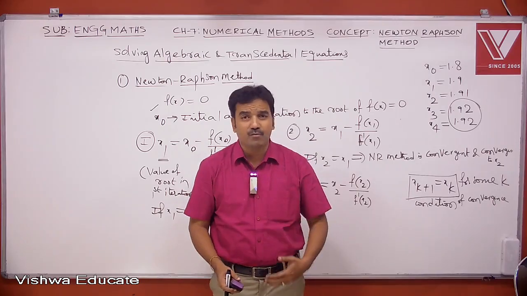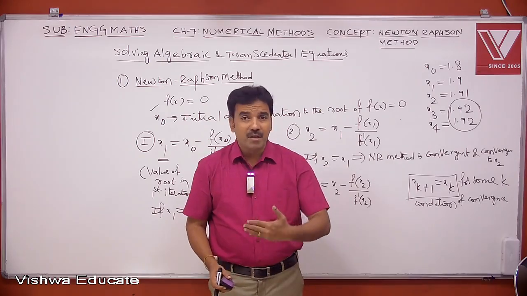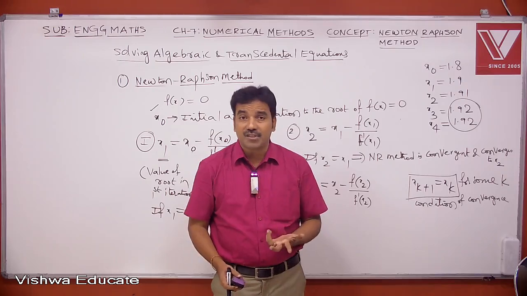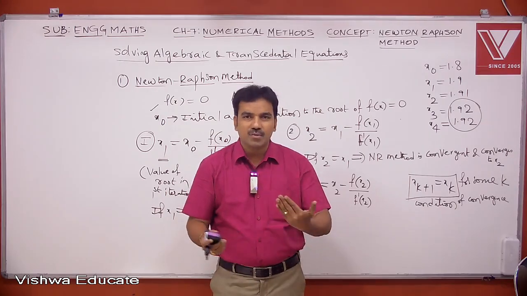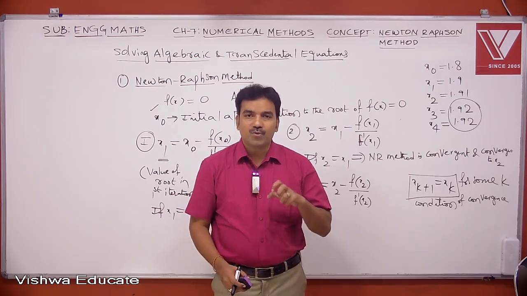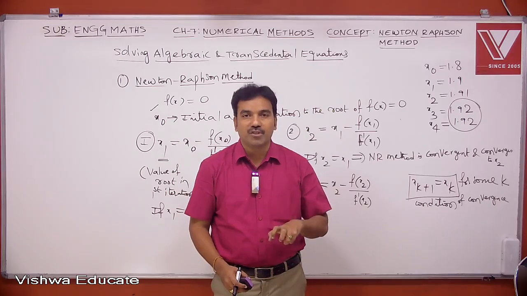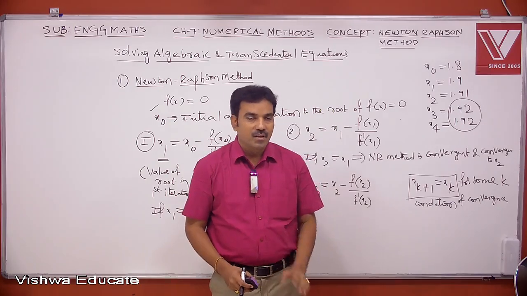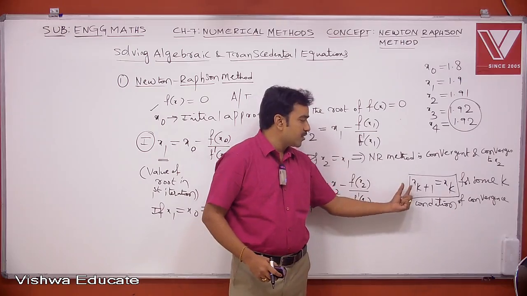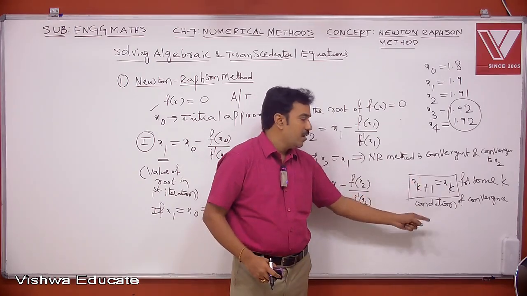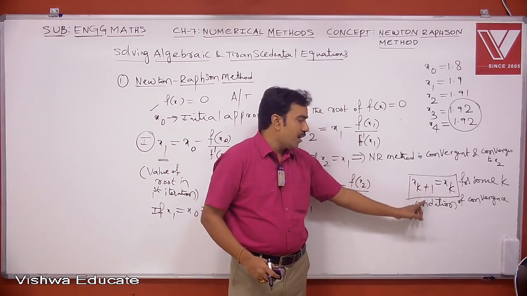If I start with 1.91, maybe it converges in the second iteration itself. So that depends on the situation. But when you choose a suitable approximation, it always converges. So this is the condition for convergence: xk plus 1 equal to xk for some k. This is called the condition for convergence.